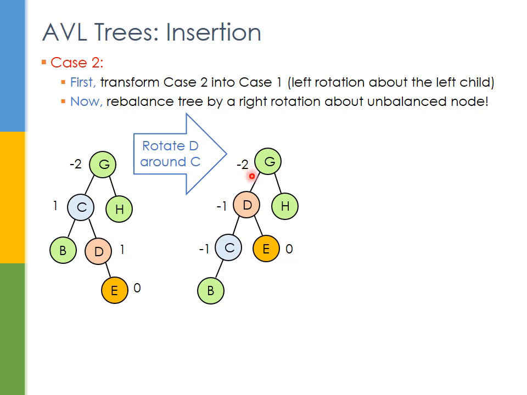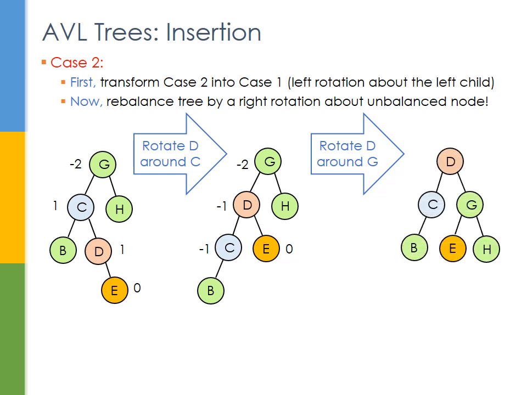So we can see that node G now still has a balance factor of -2. So we need to then rebalance the tree, and we do that then by performing a right rotation about the unbalanced node. So in other words, we are rotating node D around node G. So the result of that then is this tree on the right over here, which we can see is then a balanced AVL tree. Here are the updated balance factors for the nodes that have been affected by the 2 rotations, and we can see that they are all valid balance factors.